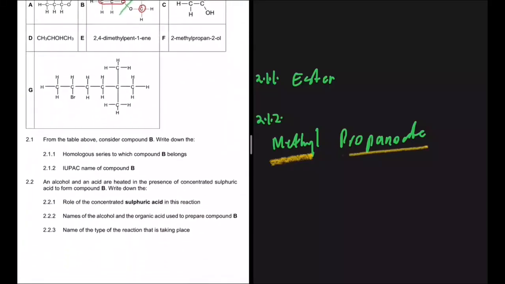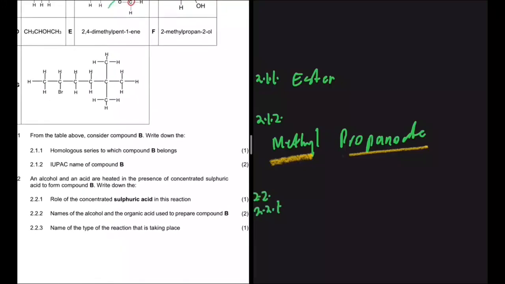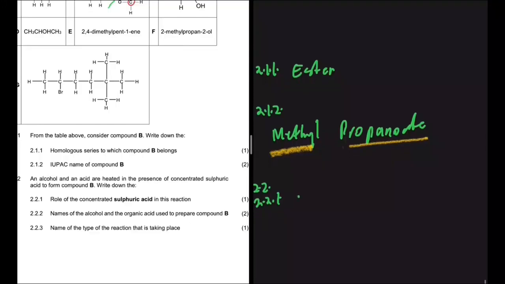Let's move to the second question, 2.2 and 2.2.1. An alcohol and an acid are heated in the presence of concentrated sulfuric acid to form compound B. Write down the role of the concentrated sulfuric acid in this reaction. So sulfuric acid in an esterification acts as a catalyst. So the answer to 2.2.1 is catalyst. It acts as a catalyst. It speeds up the reaction. You can also say that.